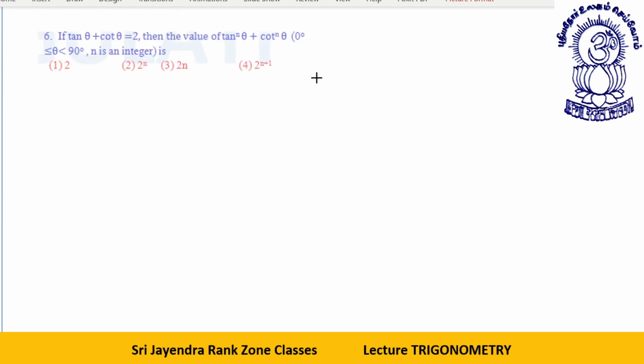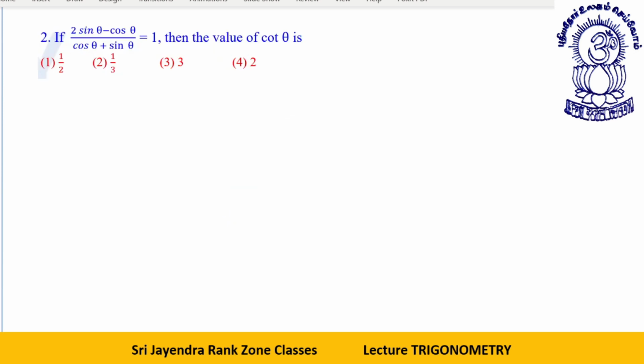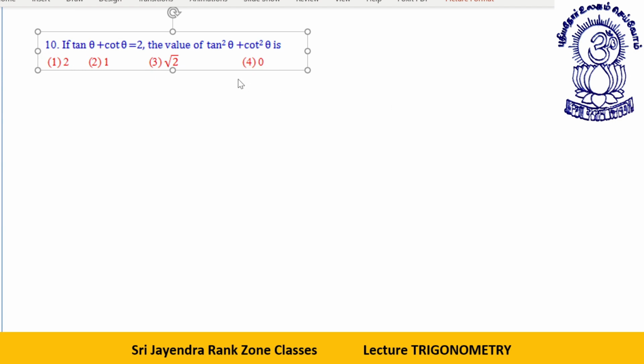Tan theta plus cot theta is equal to 2. Directly, on the basis of this, you can say tan theta is equal to cot theta is equal to 1. Now tan raised to power n and cot raised to power n will be 1 raised to power n plus 1 raised to power n, which is equal to 1 plus 1. All clear? Okay. Next one. Similar one. Can I leave it now? Yes, we can leave it. Okay.